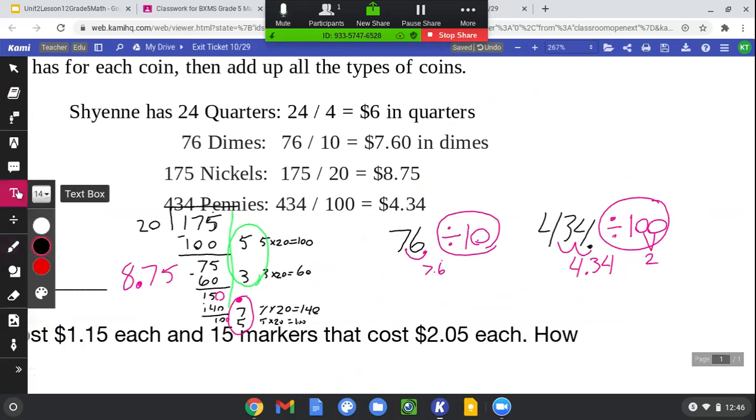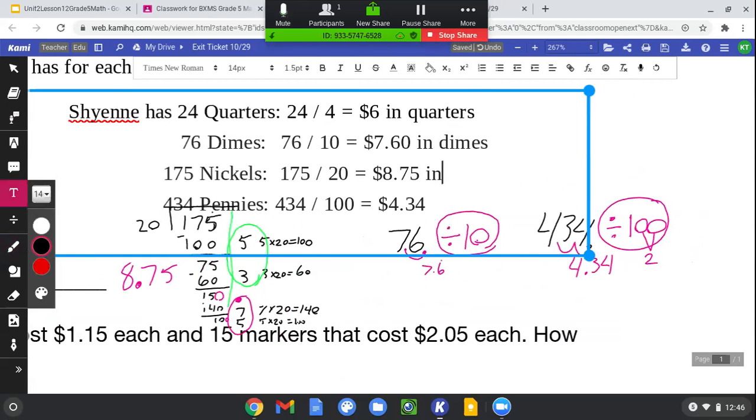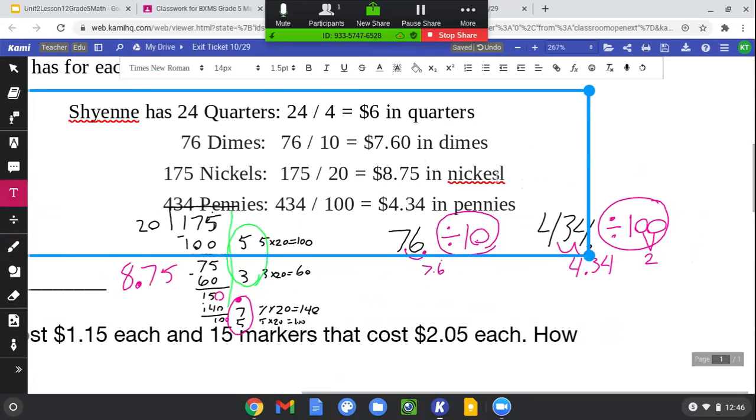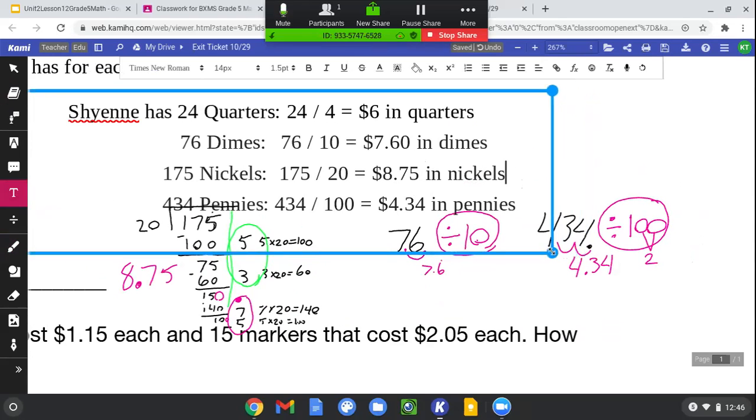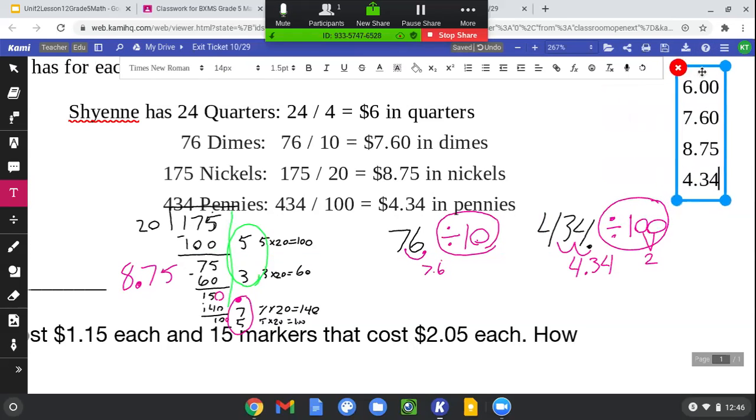Oh, I didn't label these the way that y'all deserve. I apologize. There we go. In nickels and $4.34 in pennies. All right. So now all that's left is for us to add up these values. When we add up these values, it is so important that we line them up by the decimal place. So I am adding and making sure that all of my decimal places align. That way, when I add them, it's easy and I don't make any silly little mistakes.